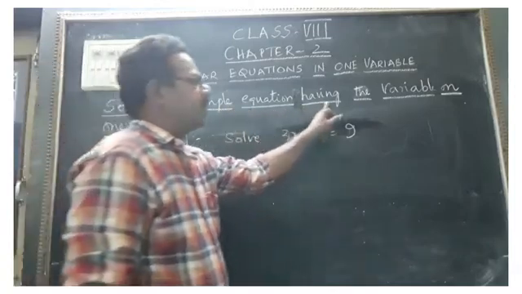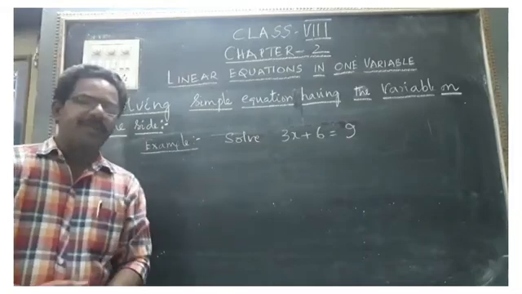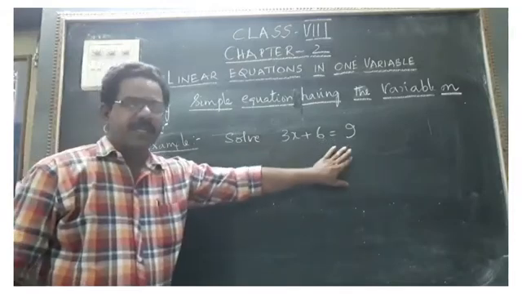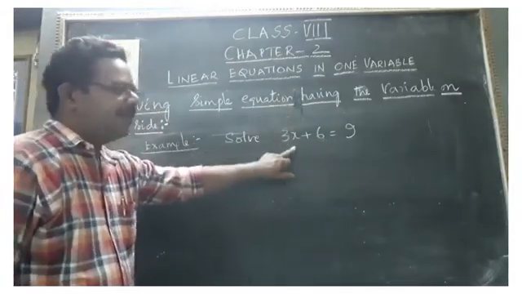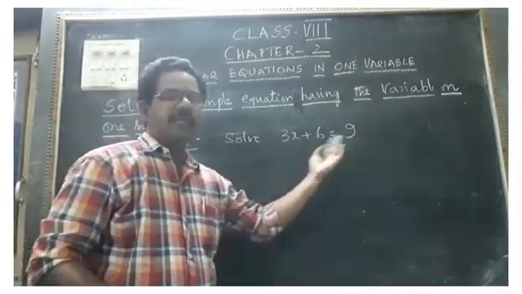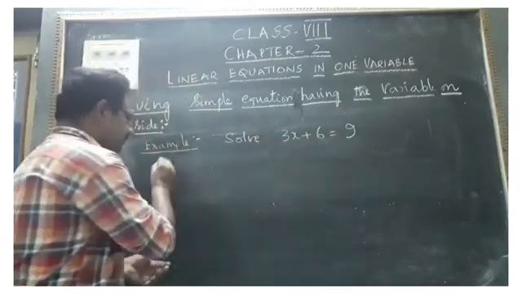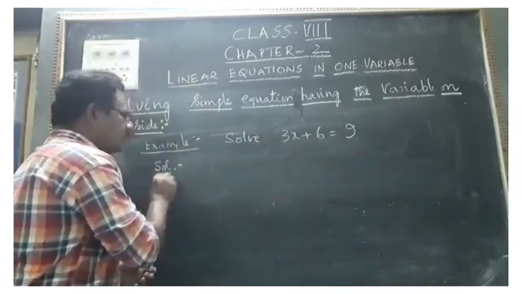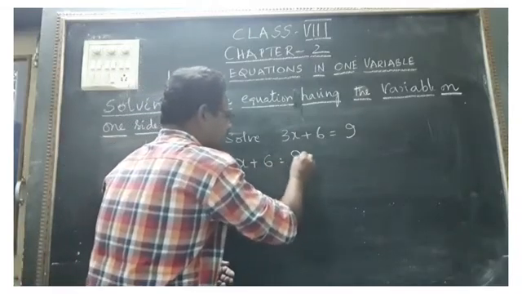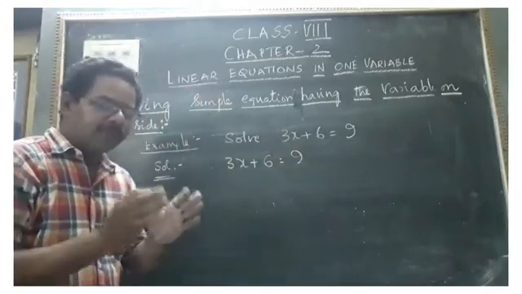Solving a simple equation having the variable on one side. So, a simple equation or linear equation in one variable: the variable should be on one side and all the constants on the other side. Two sides are there, left hand side and right hand side. From this we have to solve the equation. Solution: 3x plus 6 is equal to 9 is the given equation. From this we have to find the value of x.